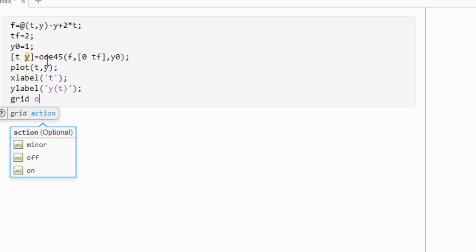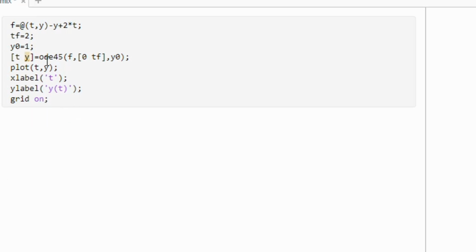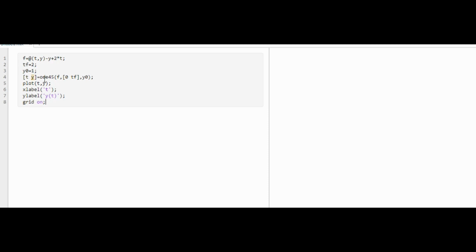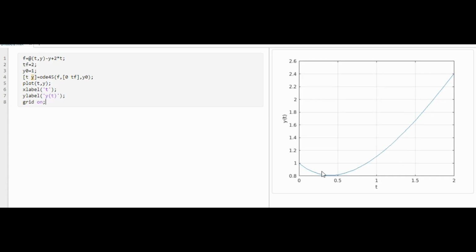Yes, after graying down, now run this code, and when we run this code you will get this answer. Since we wrote plot, this is your plotting, the required plotting of this code: t and y of t, horizontal and vertical.